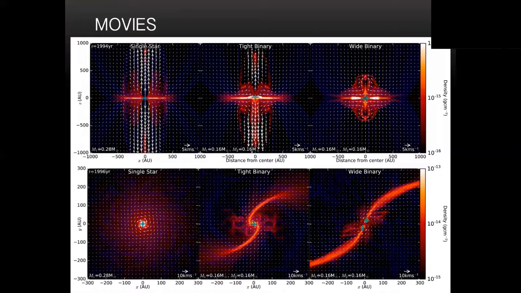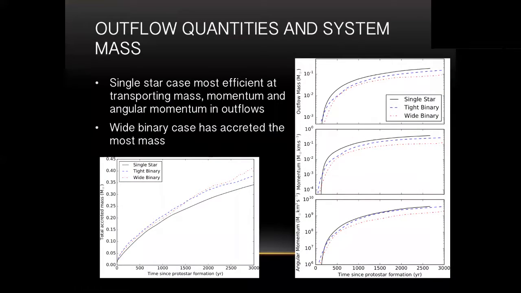After I ran these, I looked mainly at the outflows from these systems and how they vary between cases. Here I plot the outflowing mass, momentum, and angular momentum carried away for the single star, tight binary, and wide binary cases. In all of these, the single star is the most efficient at carrying away these quantities, the wide binary case is the least efficient, and the tight binary falls in between. It makes sense that the single star case is the most efficient at carrying away angular momentum, because the binaries need angular momentum to sustain their orbits. So that's not surprising.